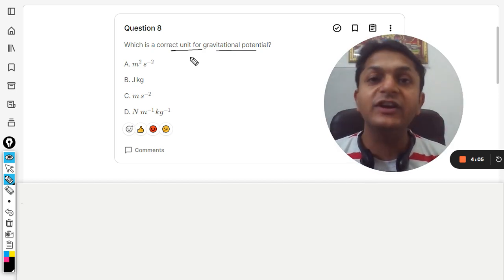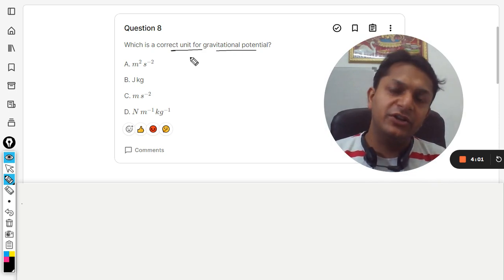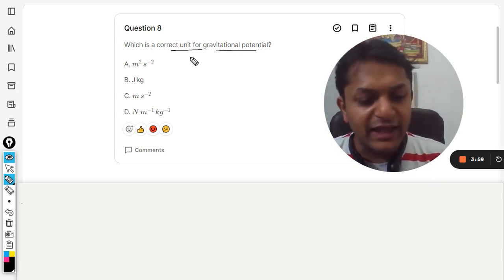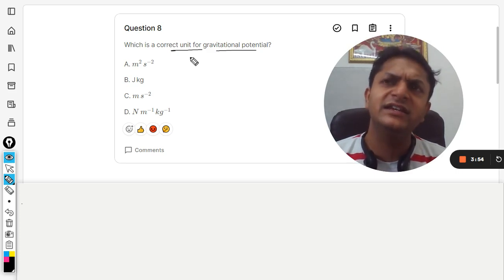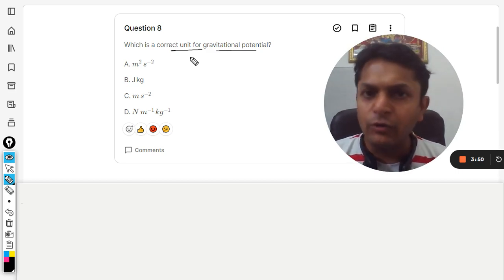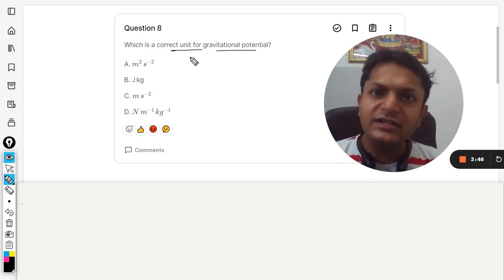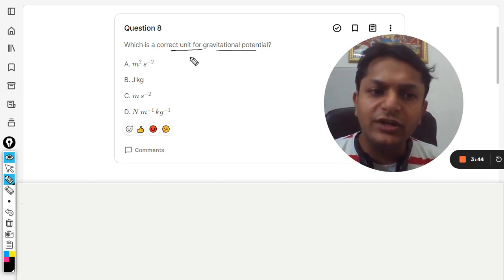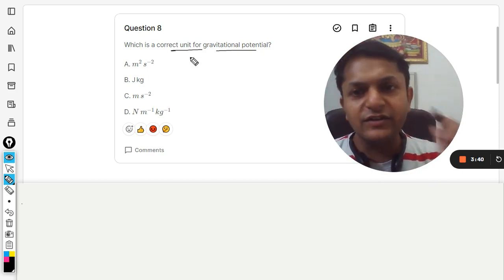Another point to be noted is that in these kinds of questions, we are only interested in the seven fundamental units that we discuss in topic number one. Seven fundamental units, which are length, mass, time, current, luminous intensity, temperature, and the amount of substance, which is mole. So these are the seven fundamental physical quantities, and we want to derive the unit of gravitational potential in terms of these seven.